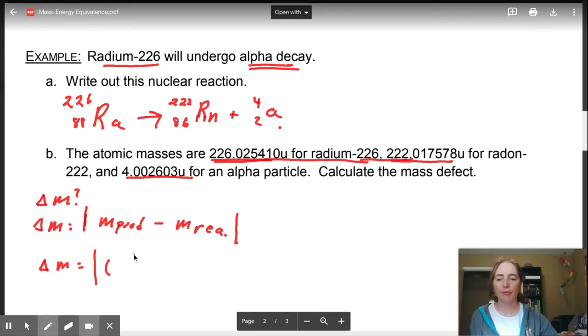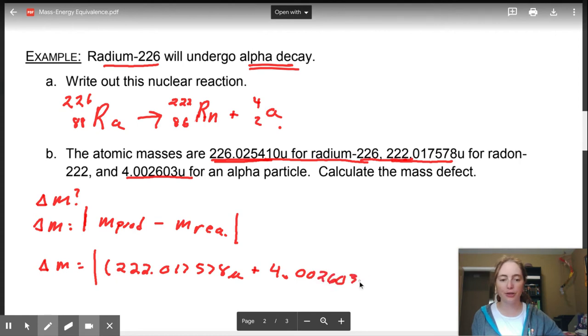So the mass of my products is going to be 222.0175778 atomic mass units. Okay. We're going to add that to the mass of my alpha particle, because we want the total mass of all products here. So 4.002603 atomic mass units. And then we're going to subtract that from the mass of our reactants here. Okay. So with our mass of our reactants, we've got our mass of radon here.